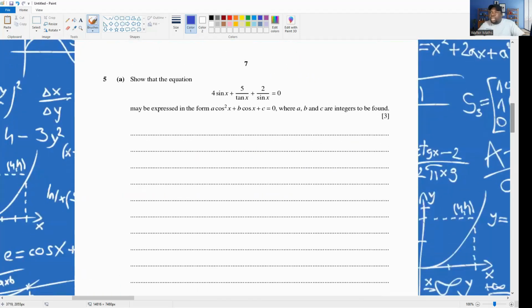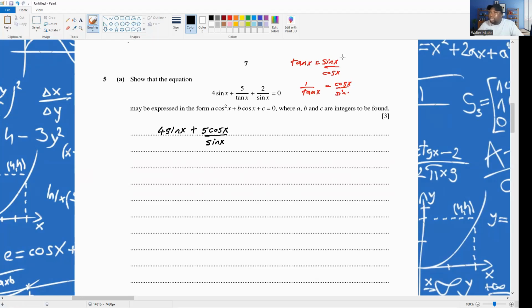Let's go on to number 5. On number 5, part A, the question says show that the equation given may be expressed in the form a cos squared x plus b cos x plus c equal to 0, where a, b, and c are integers to be found. So let me simplify the equation. We have 4 sine x, and for 1 over tan x, we know that tan x is sine over cos. So 1 over tan x is as good as cos over sine. So 5 over tan x, I'll just write as plus 5 cos x over sine x.